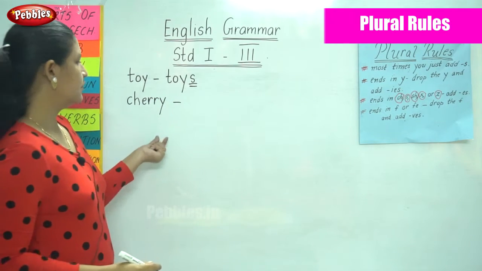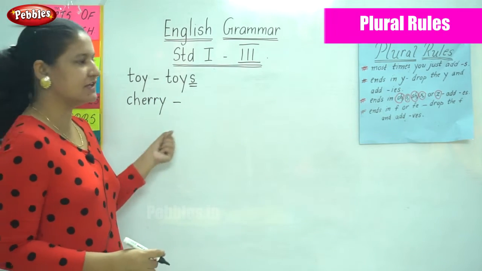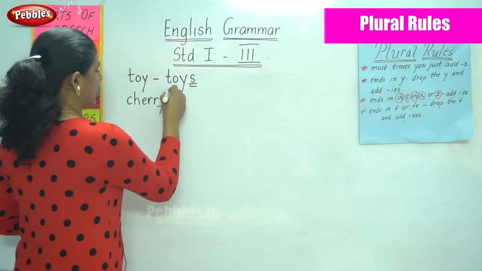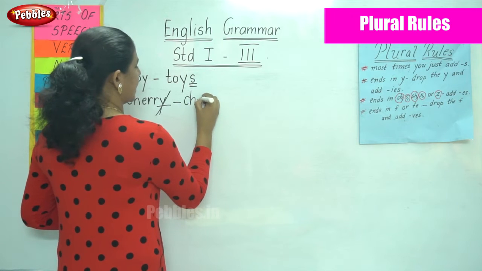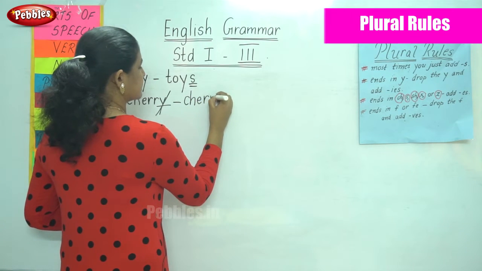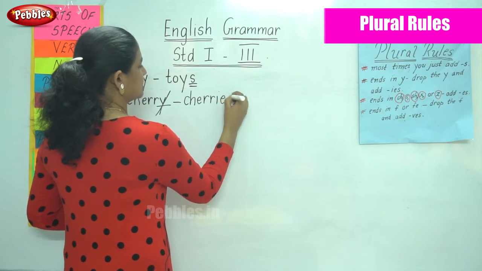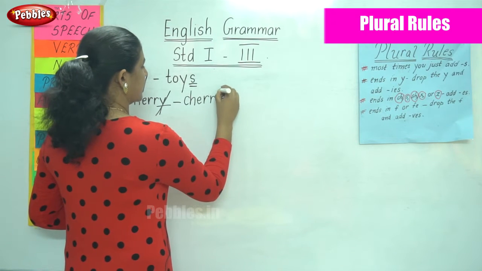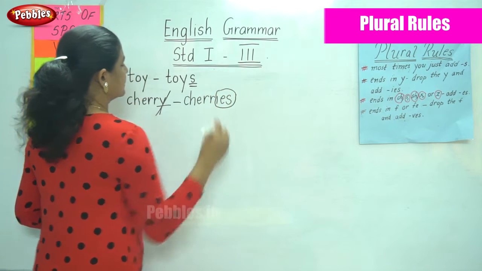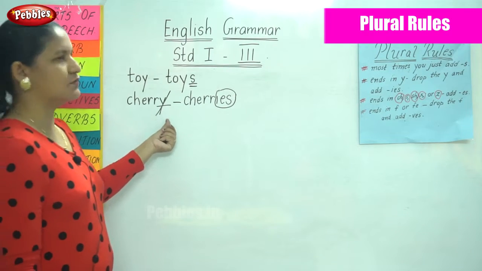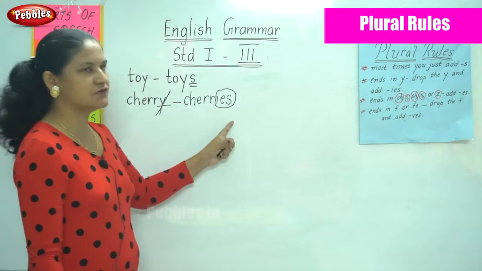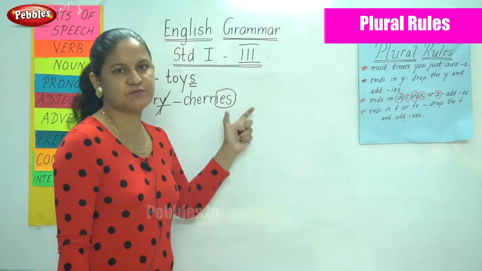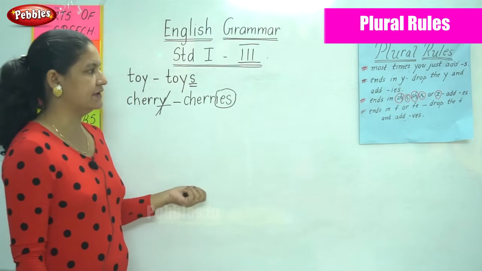So the word ends in y. So at that time I drop the y, or I remove the y, and to make it plural I add ies. So when a word ends in y, one cherry, I drop the y and instead of y I add ies to make it a plural word.